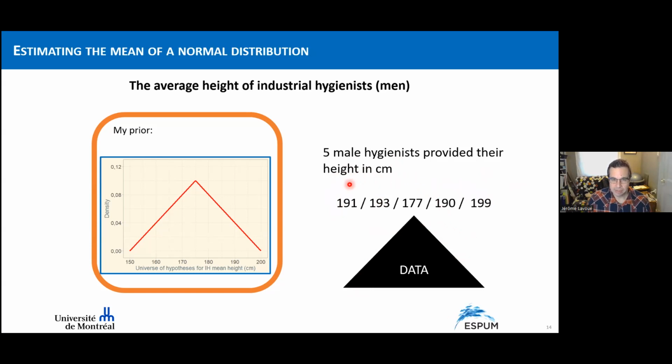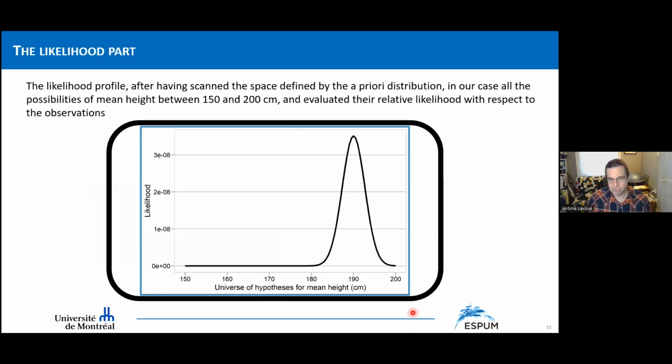And then I'm going to show what we obtain for the likelihood. The calculation itself scans all the values between 150 and 200 centimeters and calculates how likely it would be that we would observe this data if the true value of the mean height was 150, 151, and so on and so forth. And this is what we obtain. You see it's the familiar shape of an uncertainty distribution, a density curve.